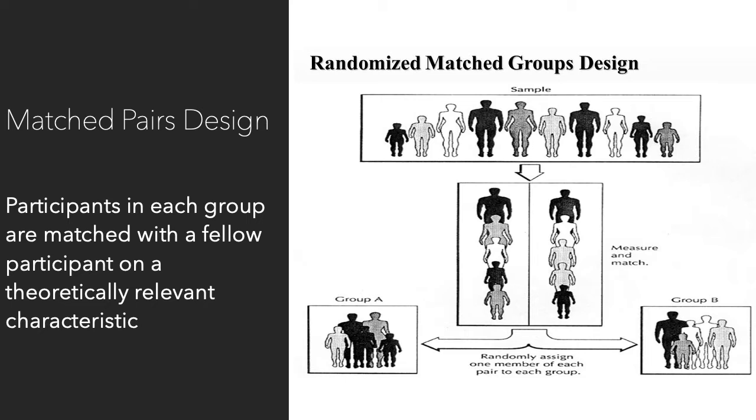So this is one way you can have a related sample. They're related because we've matched them on this characteristic. They're not independent of each other. In fact, they're dependent because you've made sure that you have a match across the groups.